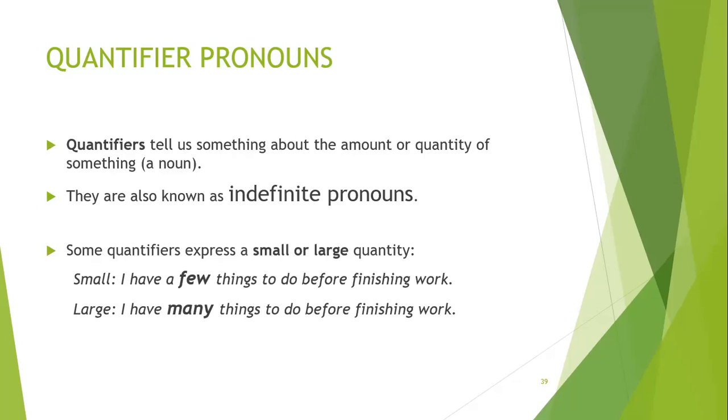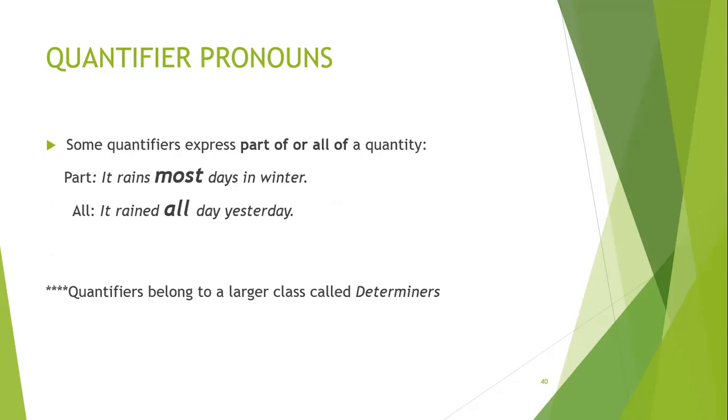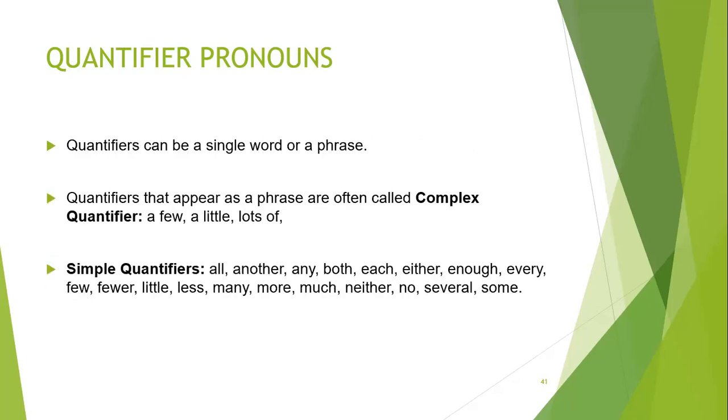So quantifier pronouns or quantifiers express something as small or large. So few, many, all right. Also, some show a part of, so most, some, and some show all of, all. Now, when we are discussing determiners, you see these quantifiers being part of another class. So we have quantifiers that are pronouns, and quantifiers that are also used as determiners. We'll talk about that later when we are dealing with determiners.